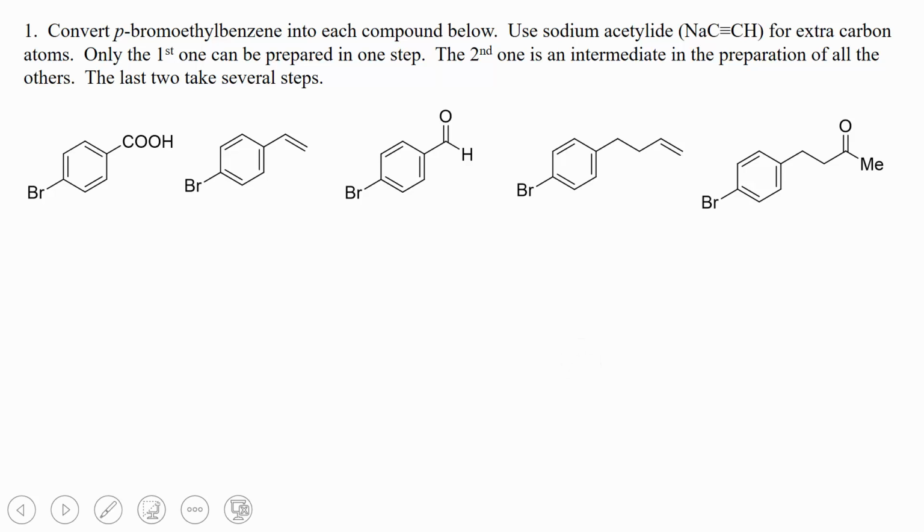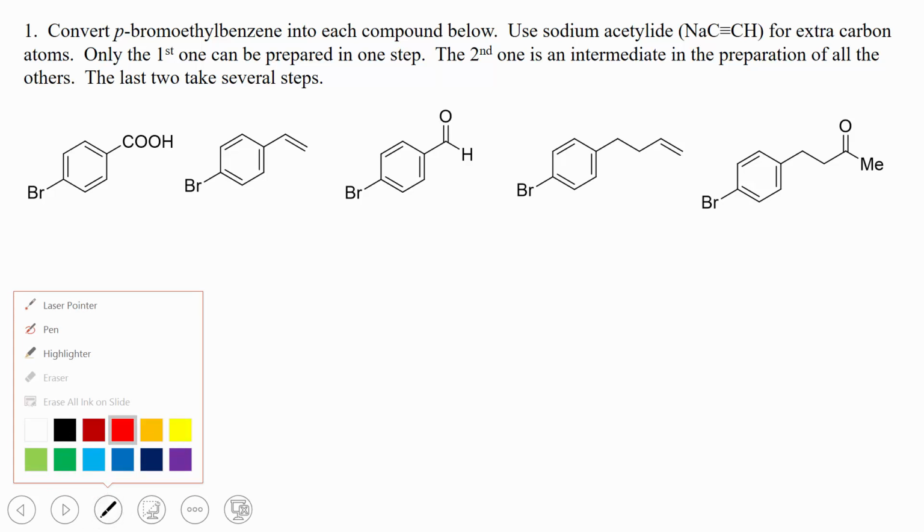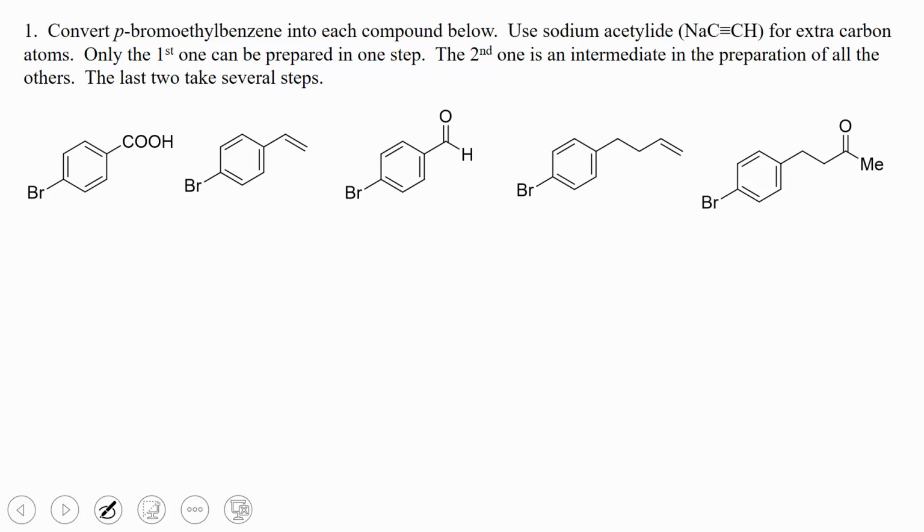Okay, so let's look at some of the issues here. Hint number 1 is that there's a designated starting material, and the designated starting material is this compound, para-bromoethylbenzene. So this is going to be the ultimate starting material for everything here.